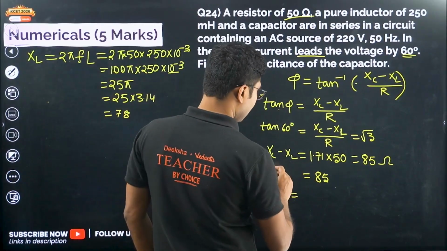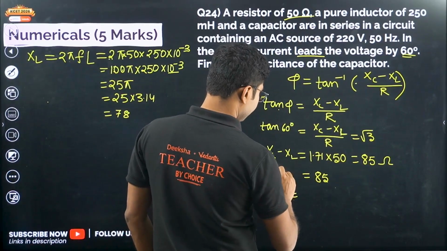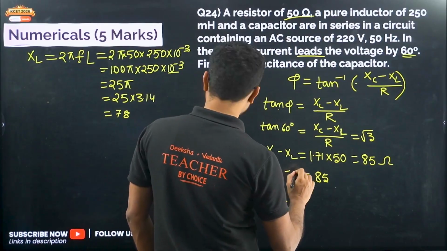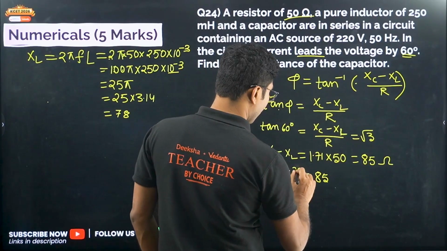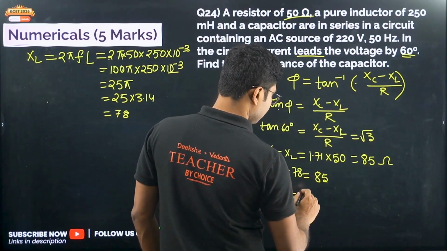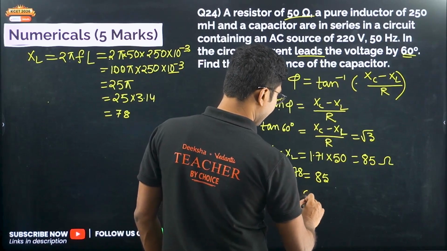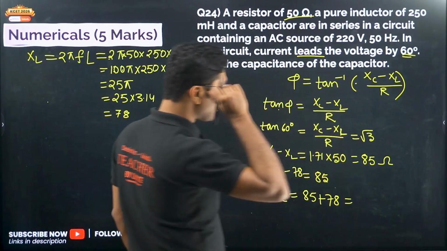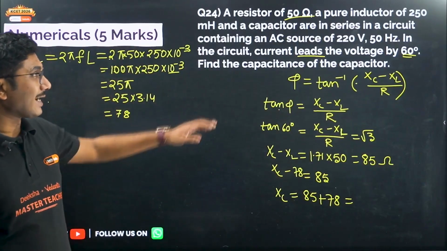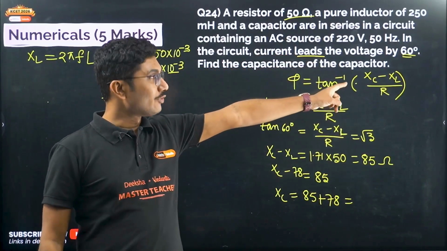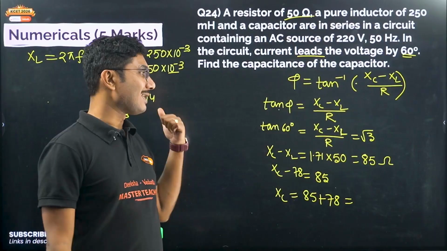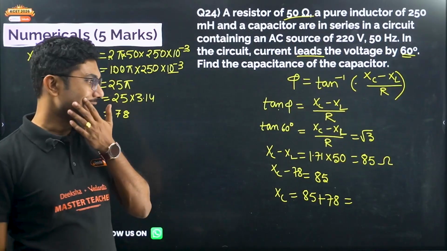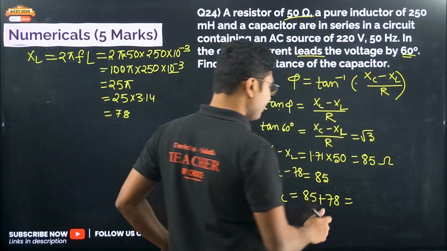So we get XC minus 78. Also, one mistake I made. So XC equals 85 plus 78. Okay, so what mistake do you have to be careful about? If current is leading, then it will be XC minus XL. If current is lagging, it should be XL minus XC. You should be careful about the sign.